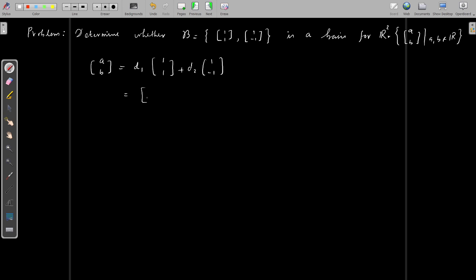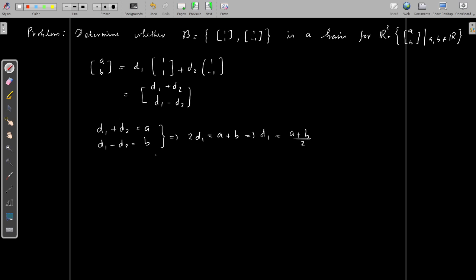For that, we simplify the right side. Then you can get this: the first entry is d1 plus d2, and the second entry is d1 minus d2. So in order to get d1 and d2, we need to solve the equations d1 plus d2 is equal to a, and d1 minus d2 is equal to b. Together these imply that 2 times d1 is equal to a plus b, by adding these two equations. Consequently, d1 is half of a plus b, so (a plus b) by 2. And similarly, by subtracting these two, you can get d2 as (a minus b) by 2. Okay, so these are the values of d1 and d2.